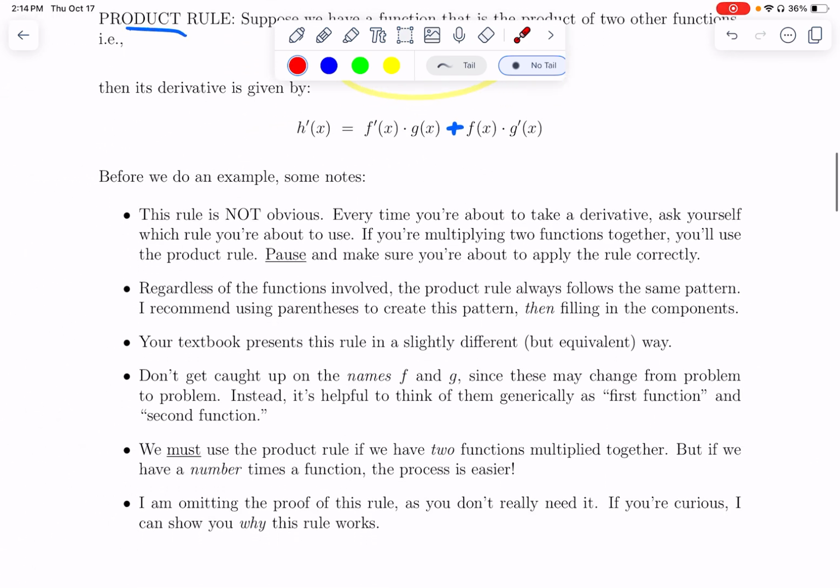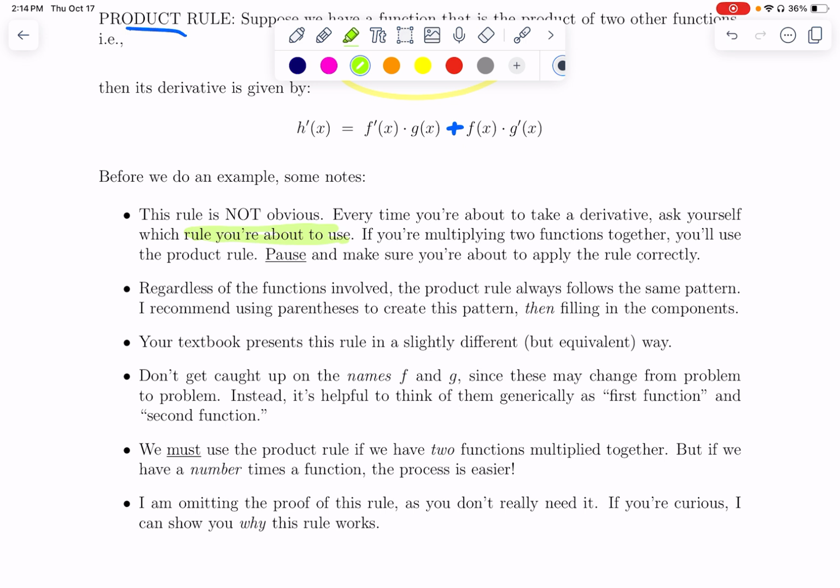So just a couple of comments before we start using this. I don't think anyone would say this rule is obvious. There is a reason why it's true, but it's certainly not obvious. And something you want to have in the back of your head, really all the time, is every time you're about to take a derivative, ask yourself, which rule are you about to use? If you can't verbalize the rule you're about to do, it suggests you're about to make up a rule. And the chances that a rule you simply make up is correct are very unlikely.